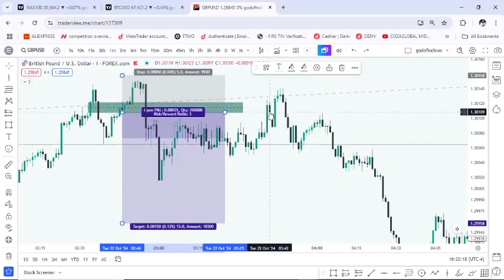So times risk in percentage, which is 1%. Let's imagine you are risking 1%, right? Divided by what? Stop loss in points. Stop loss in points is what? 50. Because it's 5 pips, so that's 50. The point is 50 points, right?